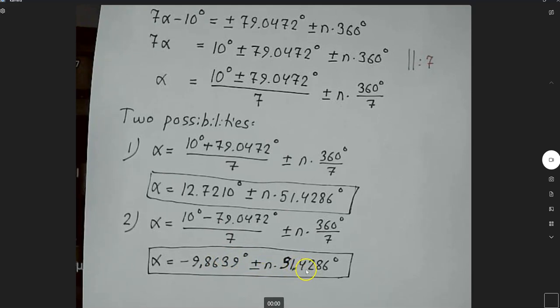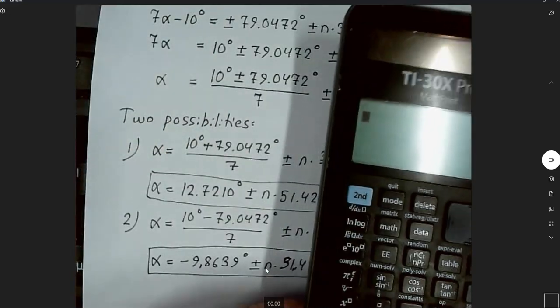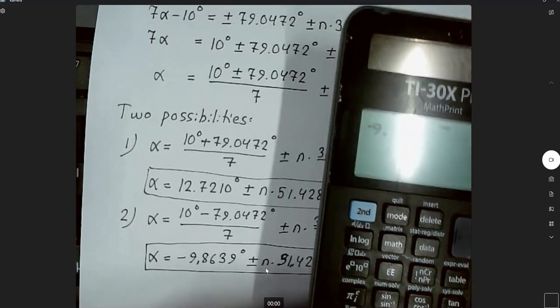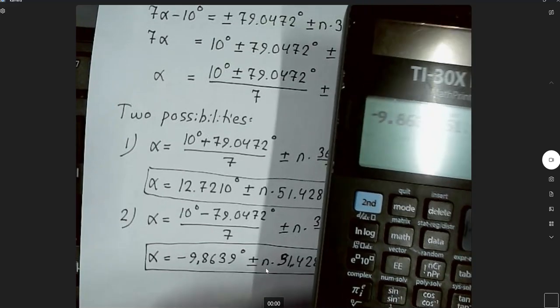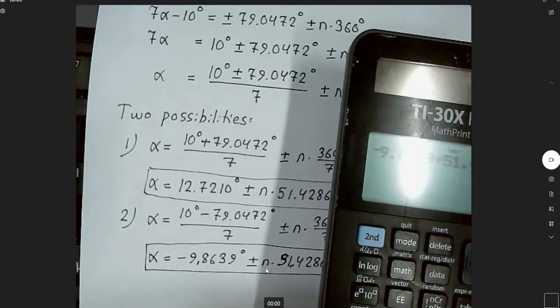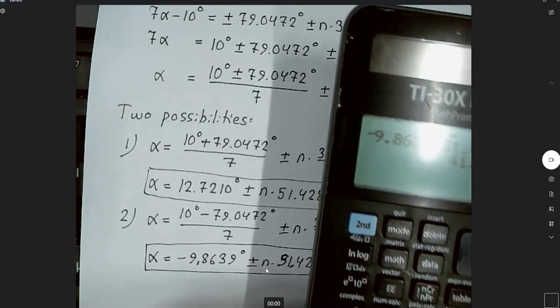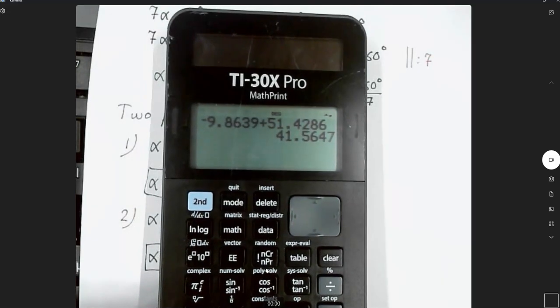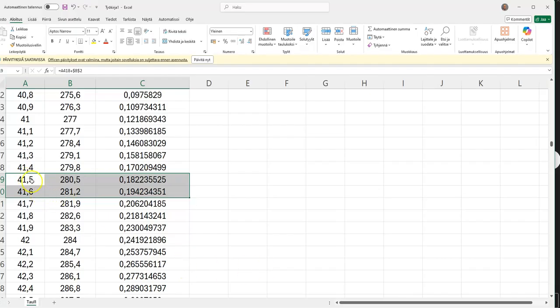If I choose the value of 1 for n, then I will calculate what is the value of minus 9.8639 plus 51.4286. It is about 41.5 degrees, and from this Excel sheet we can see it actually starts with 41.5.